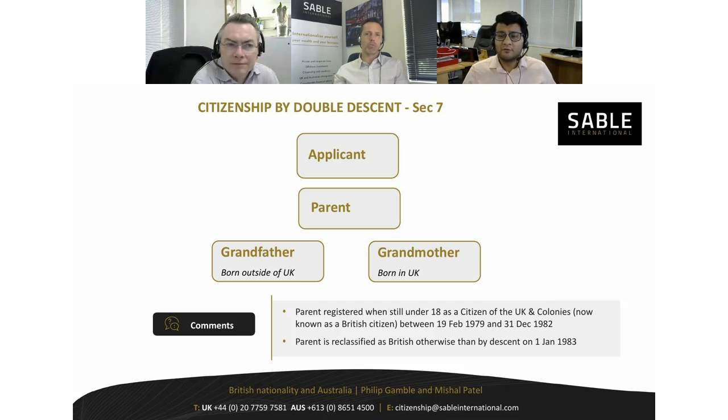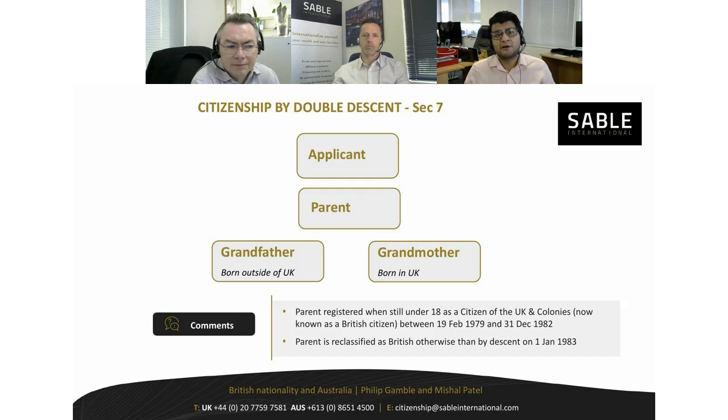So often we find, in a scenario like this, that the applicant is most likely born after 1st of January 1983 outside the UK, the parent also is born outside the UK, but the relevant grandmother is born in the UK. And in a scenario like that, we see that the parent has a British passport, but not through the grandfather, actually through the grandmother, or the parent's mother, I should say. That's because that mother has taken advantage of that policy that came into effect in about February 1979, and has registered that parent as a citizen of the United Kingdom and Colonies.